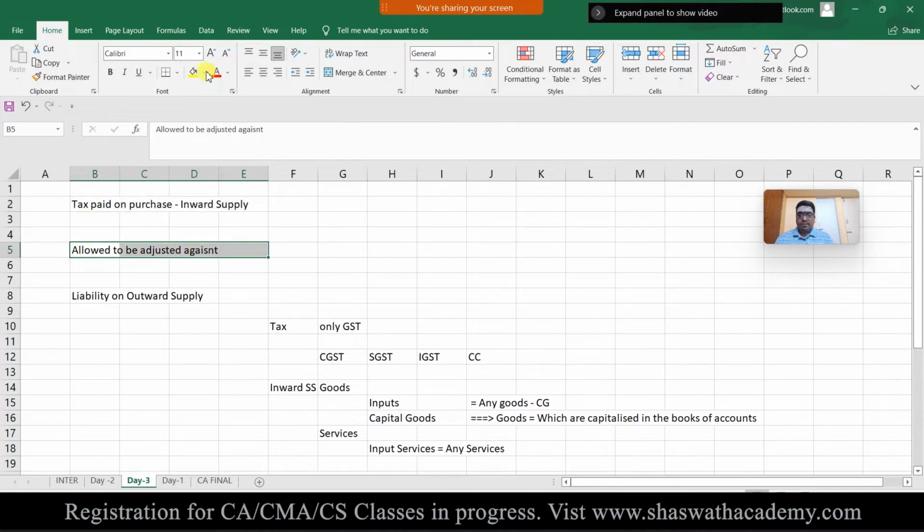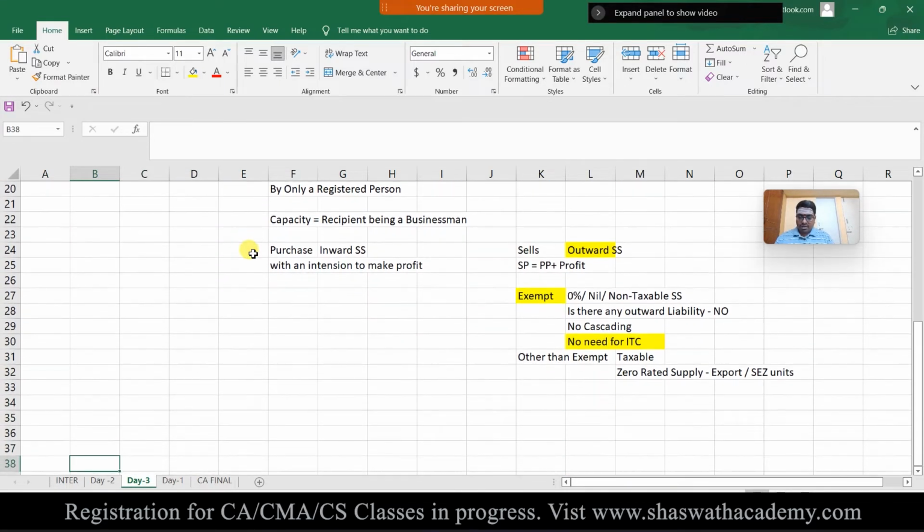I have not touched this particular silver line. I'm going to come back to that line. Liability on outward supply. So we have understood tax paid on inward supply. We have understood the tax paid on outward supply, liability on outward supply. And now we are going to conclude our discussion on the first 2 points. Now I am going to touch something called allowed to be adjusted.